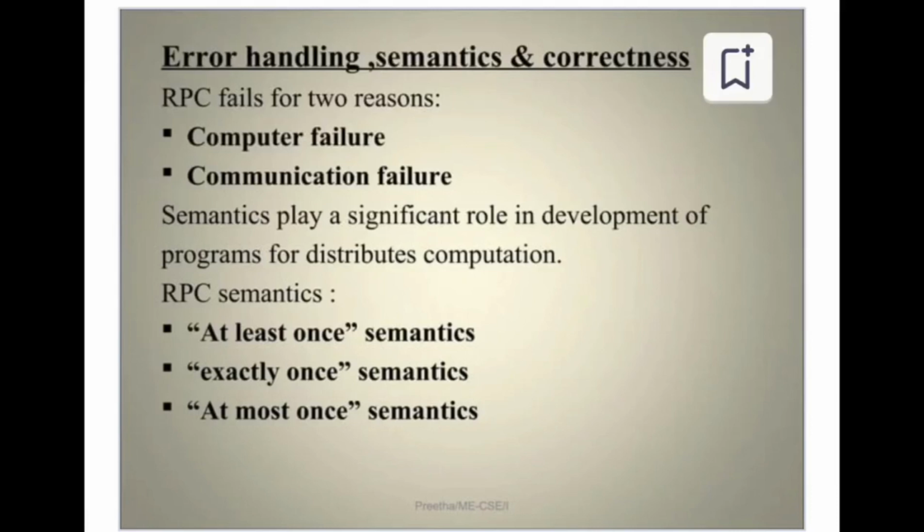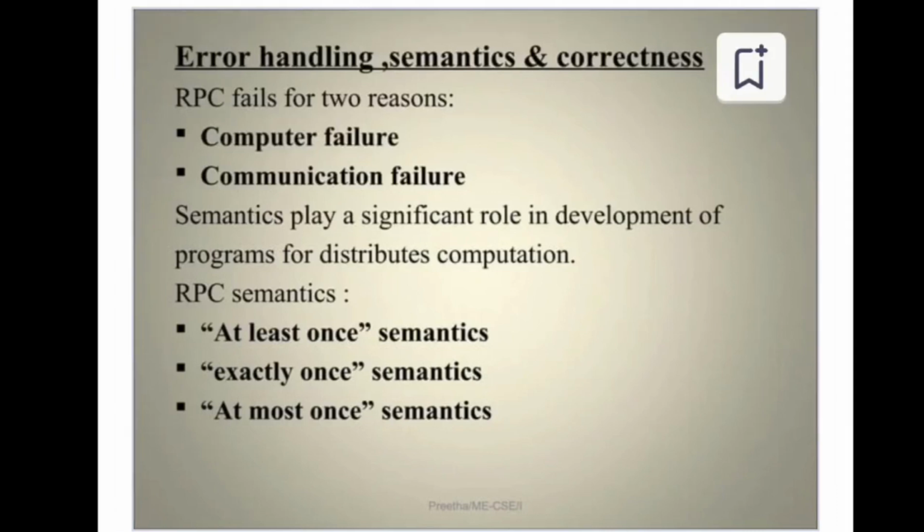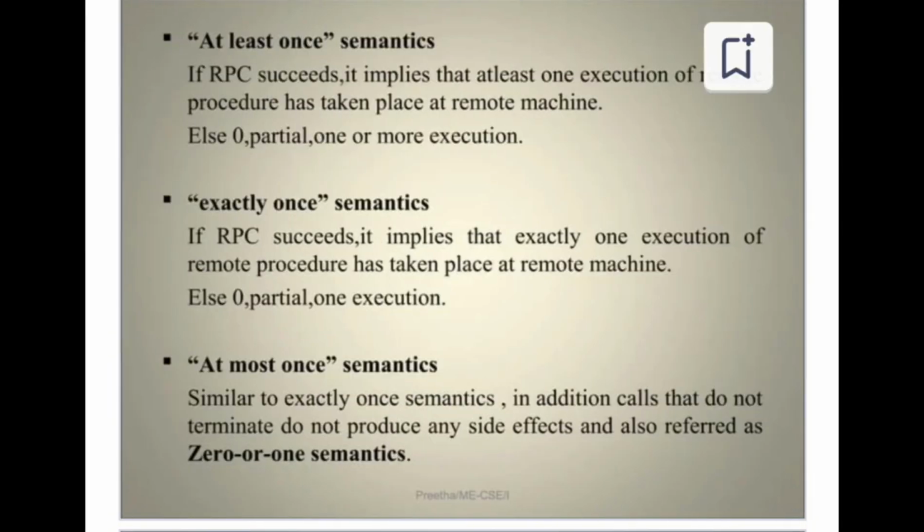RPC fails for two reasons: computer failure and communication failure. Semantics play a significant role in the development of programs for distributed computation. RPC semantics: at-least-once semantics, exactly-once semantics, at-most-once semantics. At-least-once semantics: if RPC succeeds, it implies that at least one execution of the procedure has taken place at the remote machine. It could be zero, partial, once or more executions.